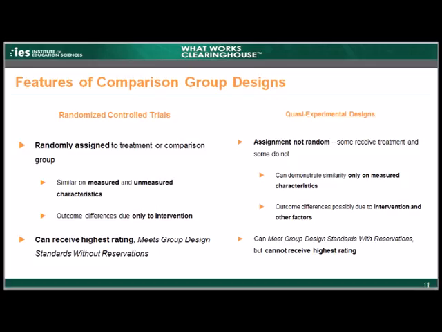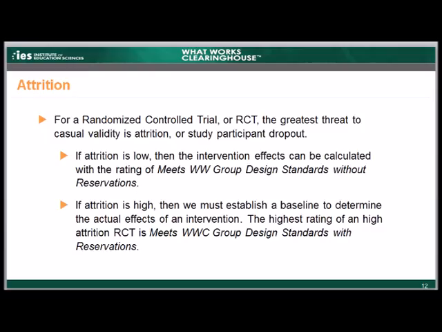So, thinking about RCTs specifically, attrition is the greatest threat to the internal validity of an RCT. Attrition can affect the expectation that groups are comparable at the start of the intervention, and hence can affect the outcomes that are observed. The WWC assesses attrition in two ways. First, we examine the proportion of the overall sample that did not contribute to the measurement of the study's effects. This is often referred to as overall attrition.